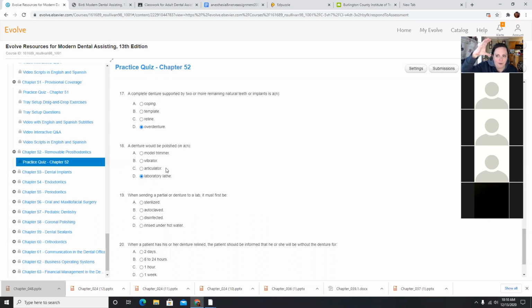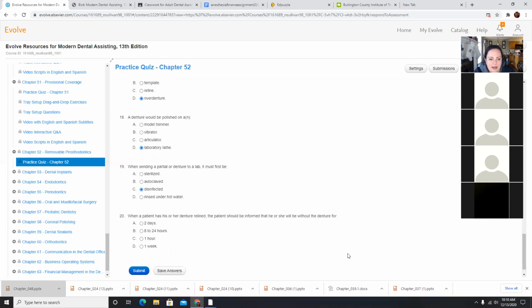Remember I said for the models to be set up so you can see where the bite is? That's the articulator, okay? So, laboratory lathe. When sending a partial or denture to a lab, it must first be C, disinfected. Good. When a patient has his or her denture relined, the patient should be informed that he or she will be without the denture for D, 8 to 24 hours.